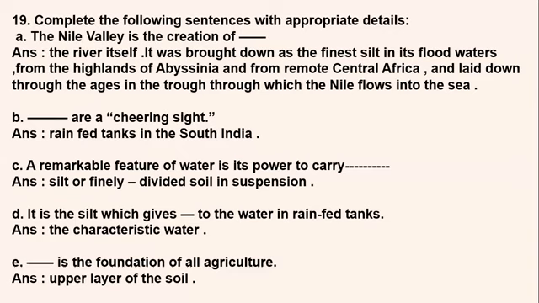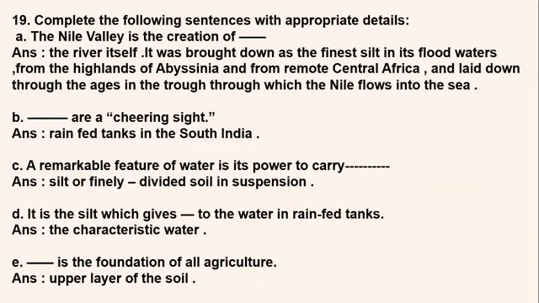When you go through it, the answer is the river itself, and it was brought down as the finest silt in its flood waters from the highlands of Abyssinia and from remote Central Africa, and laid down through the ages in the trough through which the Nile flows into the sea. It's just the completion of the paragraph. Okay, you can write it from your textbook.